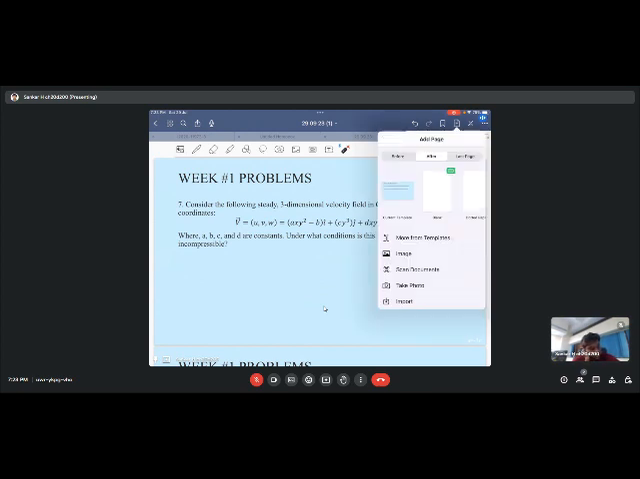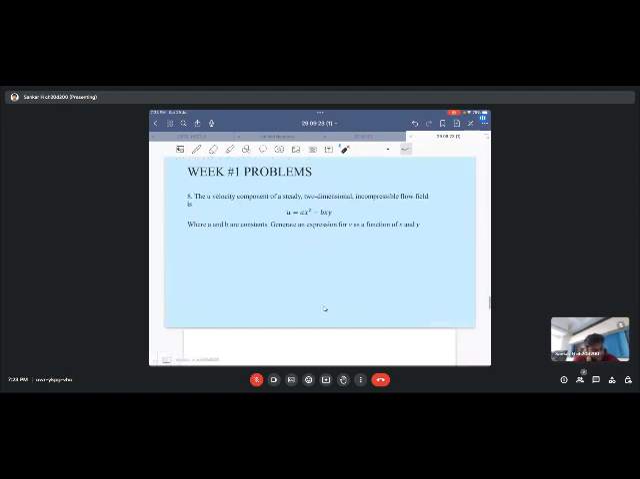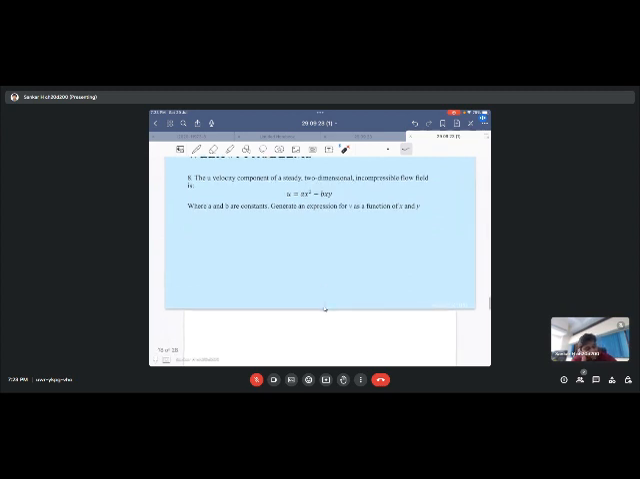Okay, let's move on to the next question. The u velocity component of a steady two-dimensional incompressible flow field is u equal to ax square minus bxy, where a and b are constants. Generate an expression for v as a function of x and y.